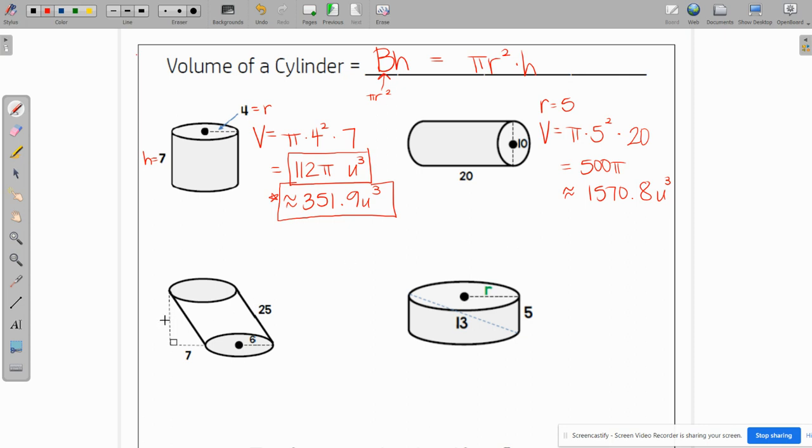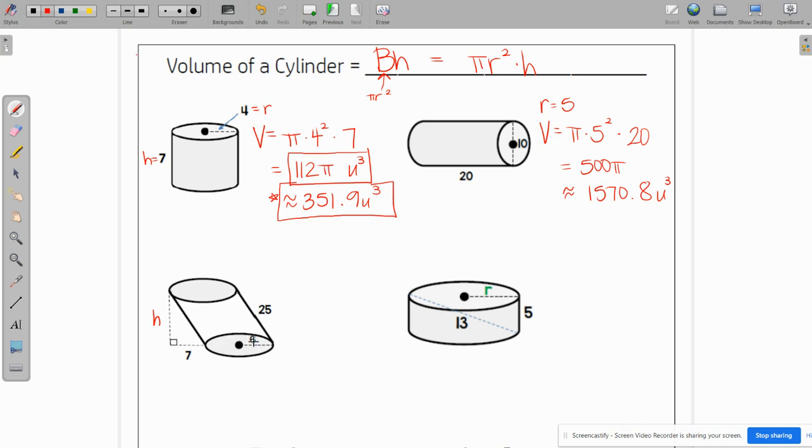Here we would have a cylinder that is an oblique cylinder. It's kind of shifted. The top base is not directly over the bottom base. So this side right here is not actually the height of the cylinder. Instead, this over here is the height because this line segment right here is perpendicular to where the base is, the plane of the base.